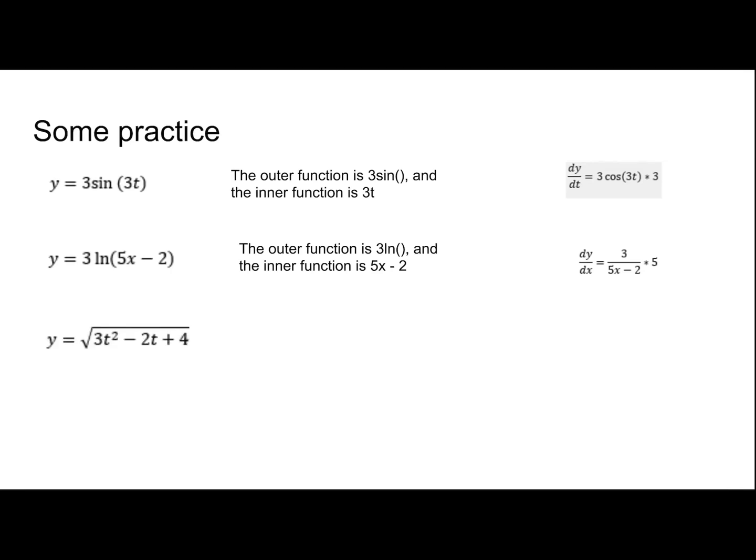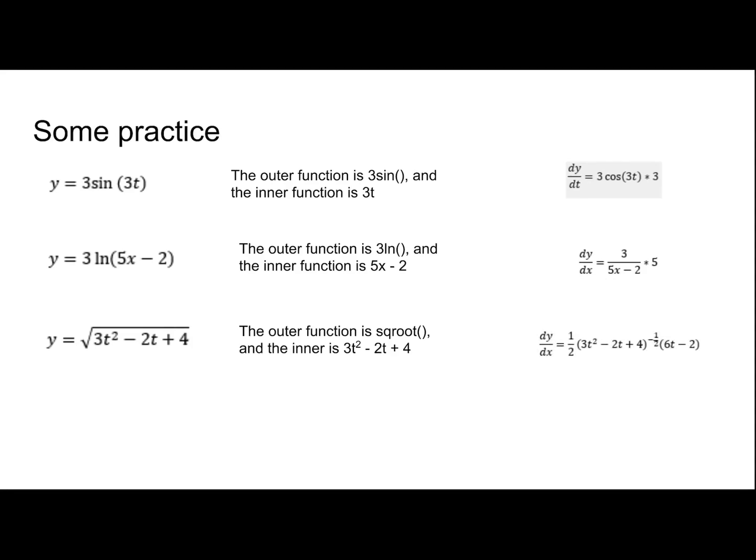Next, y equals the square root of (3t squared - 2t + 4). In this case, the outer function is the square root, and the inner function is 3t squared - 2t + 4. We cannot differentiate straight away with the square root, but we know that square root can be rewritten as something to the power of 1/2. Once we have a power of 1/2, we can apply the exact same rule we used in the previous example. We take the 1/2 to the front, decrease the power by 1 so it becomes negative 1/2, multiplied by the derivative of the inner function, which in this case is 6t - 2.